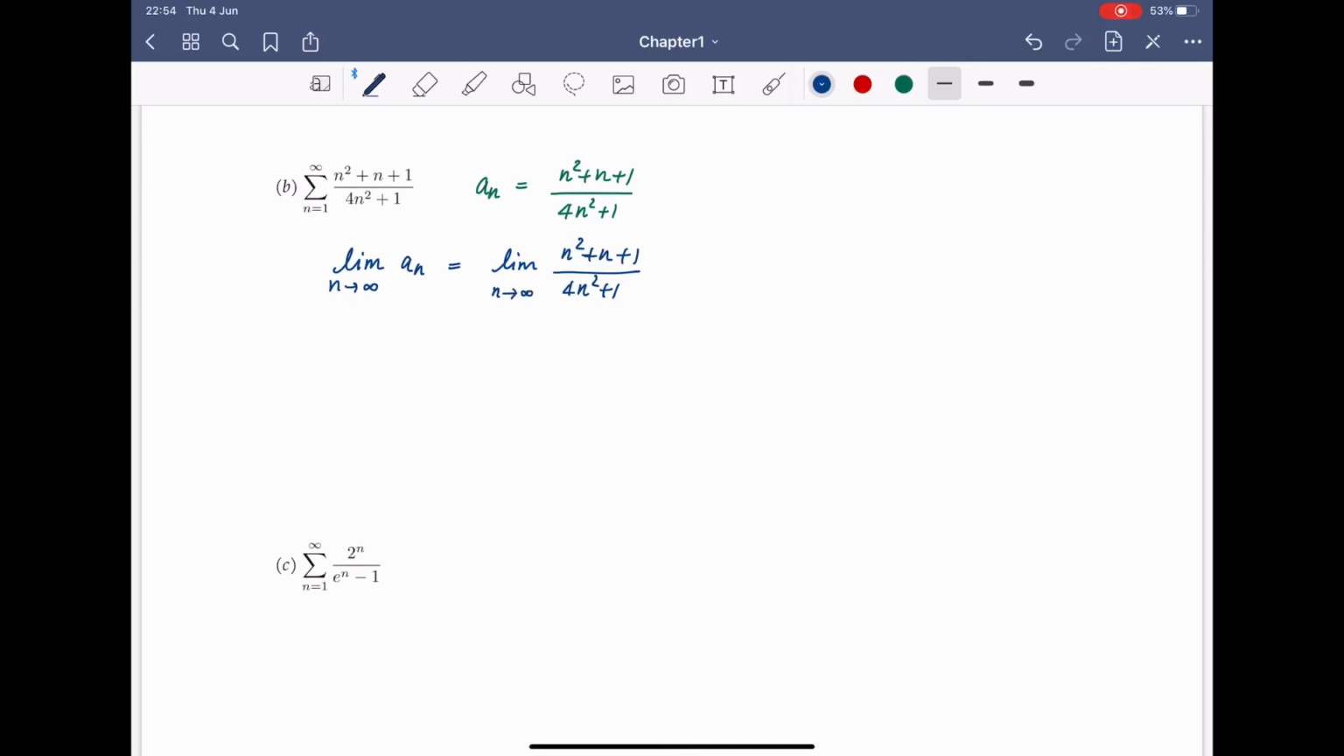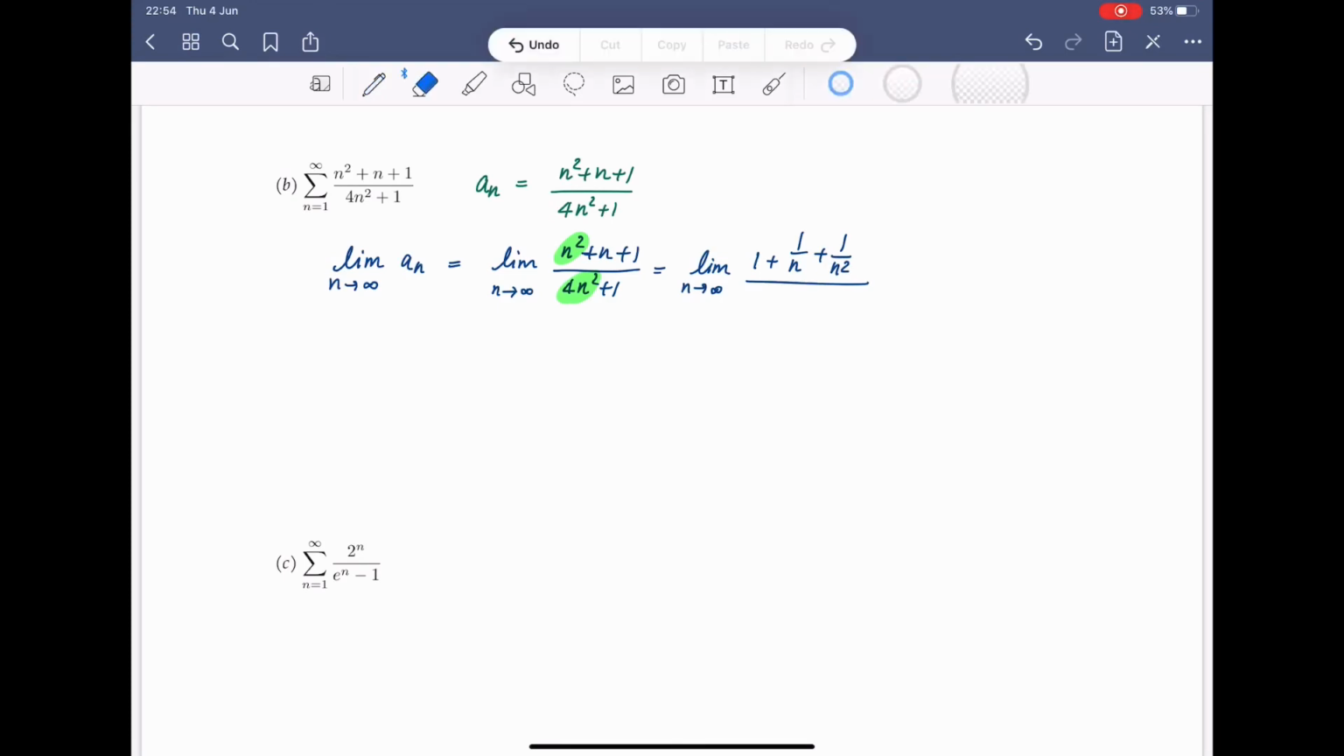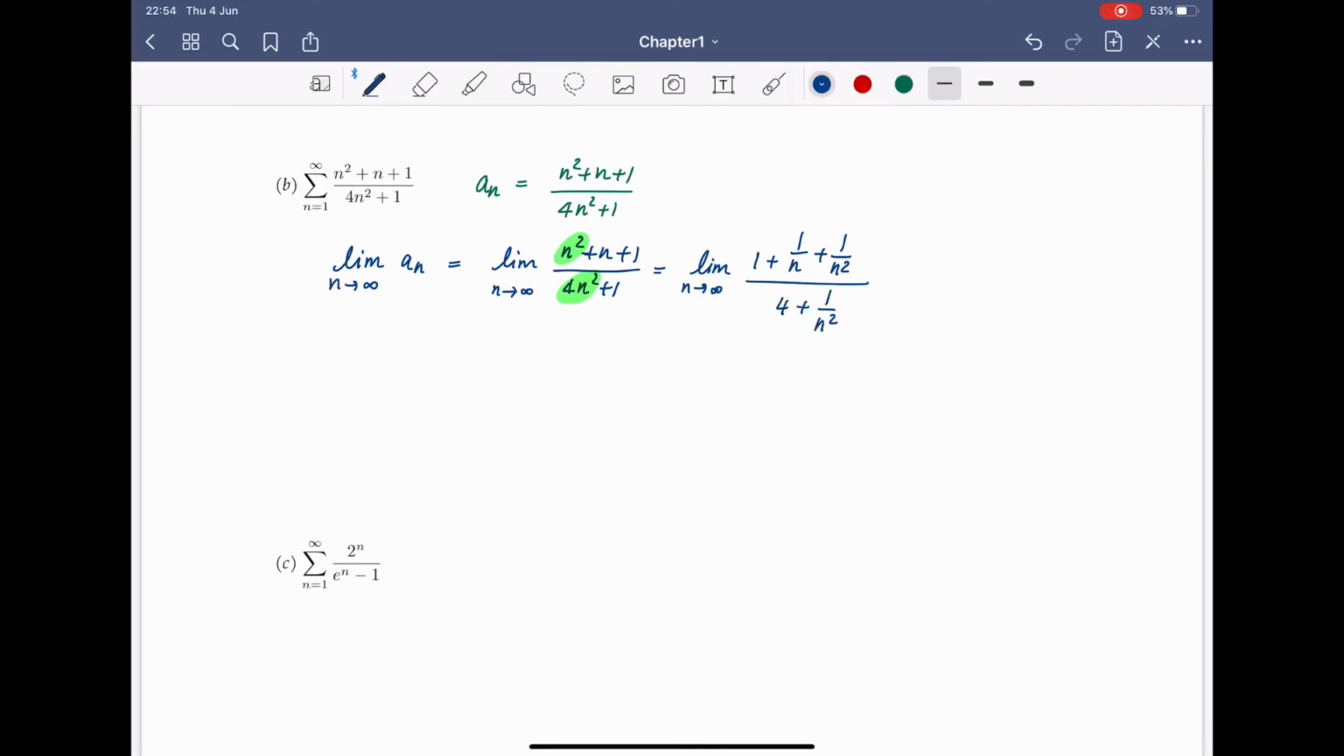You can see that on the top I have n squared here, this is the highest degree. In the bottom I have 4n squared here, this is the highest degree. So I can divide everything by n squared. I have 1 plus 1 over n plus 1 over n squared on the top, and I divided everything on the bottom by n squared as well, so I have 4 plus 1 over n squared. And then this goes to 0, this goes to 0, this goes to 0. So at the end I have a quarter.